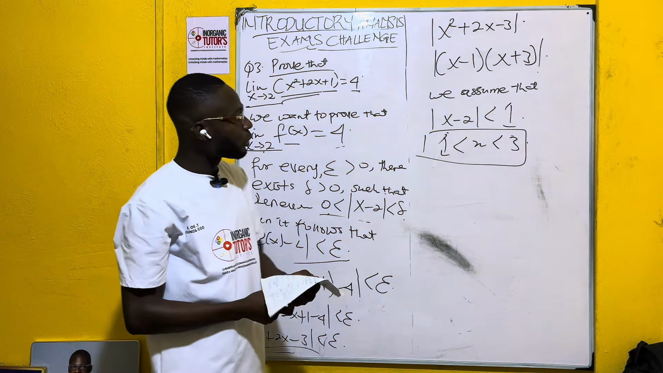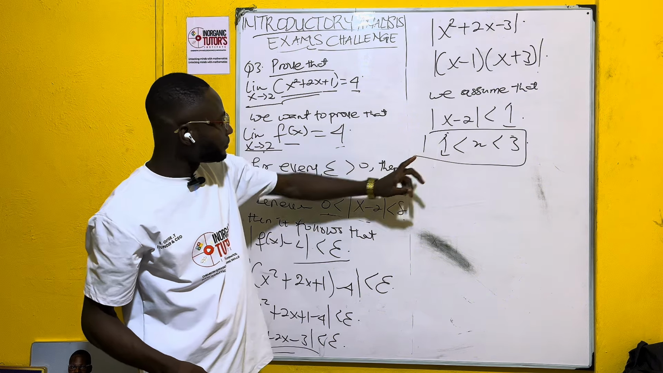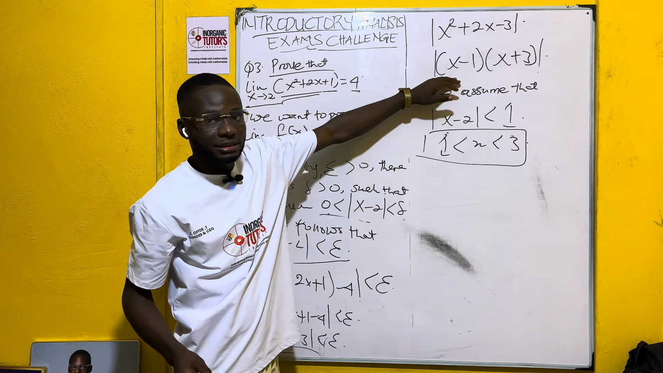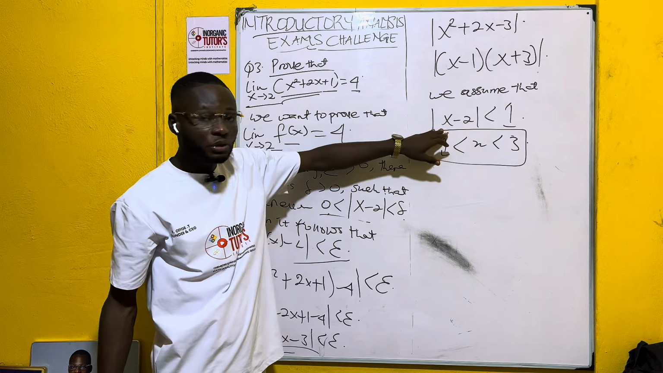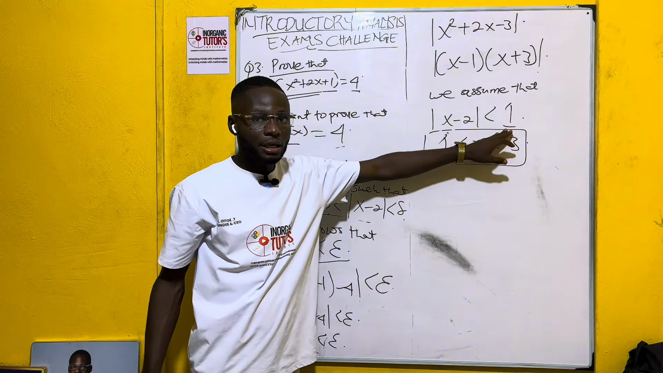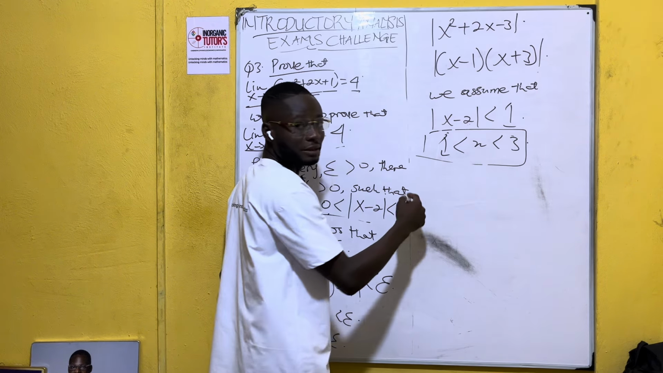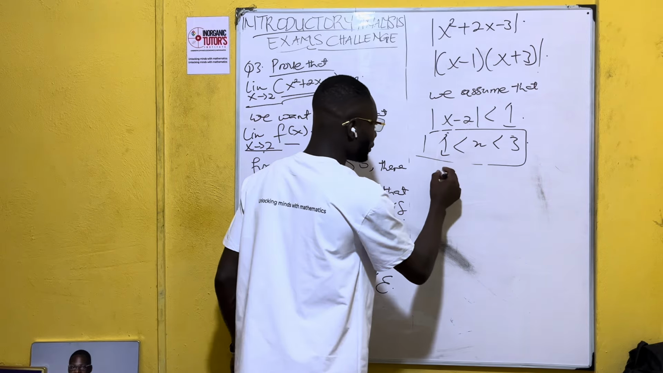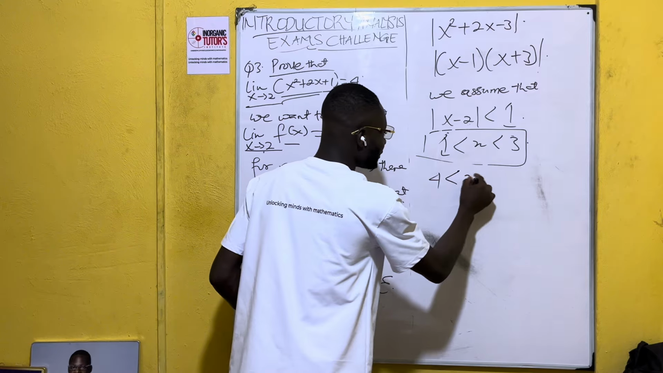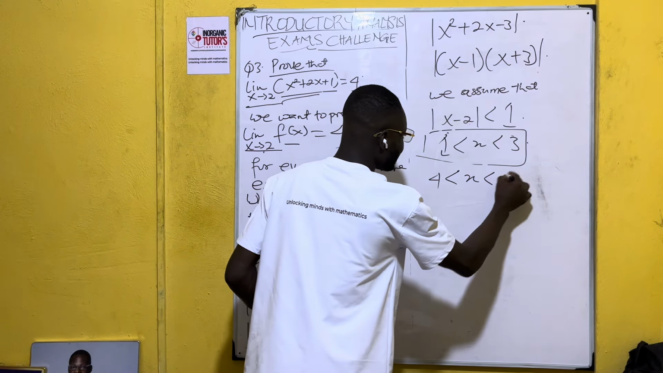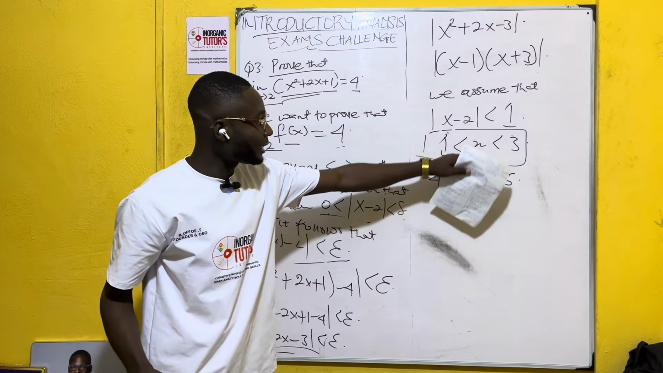All right. So we are going to use this expression to bound this. First of all, we assume that the absolute value of x minus 2 is less than 1. Now you add 3 to both sides, and you're going to have 4 less than x less than 6. So this is what you are going to have when you add 3 to both sides.